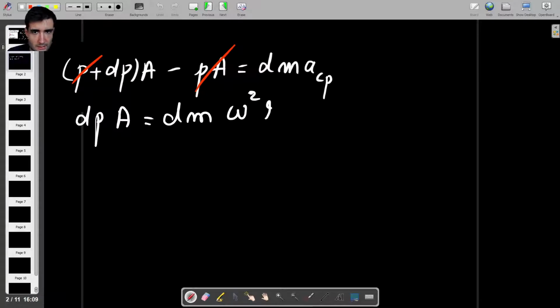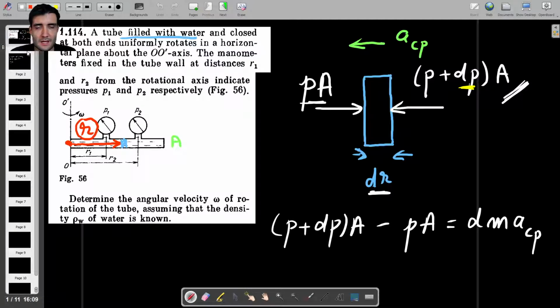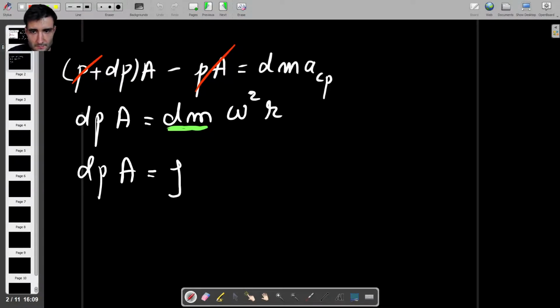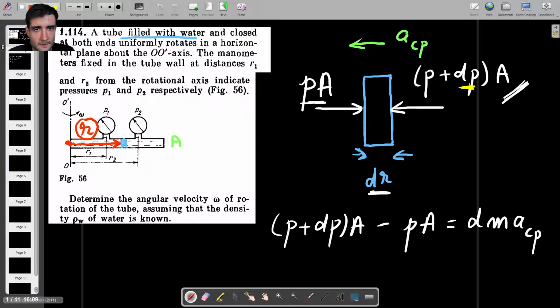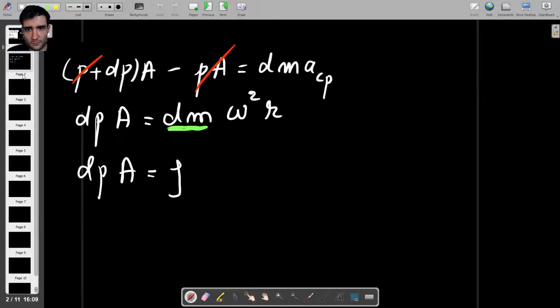So that is omega squared r. And the only thing left to do is to express dm in terms of density and volume. So this is what we will end up with. We have dp times A equals, so this dm is the mass of this infinitely small element, which is the density multiplied by the volume. And the volume is A times dr, right?